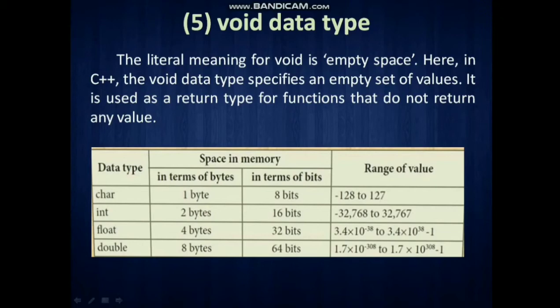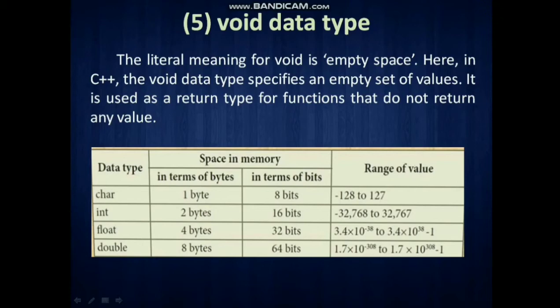Okay, so here you have to see the memory of the data types. Character means 1 byte, which is 8 bits. Integer data type means it will get 2 bytes of memory space in the computer. So character data type gets 1 byte, integer data type gets 2 bytes, float gets 4 bytes, and double data type gets 8 bytes.